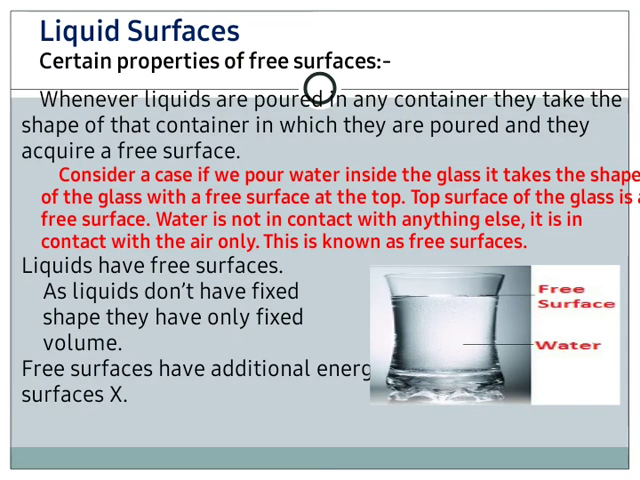You also know that liquid substances have one distinguishable property from gaseous substances. They have a fixed volume, but gaseous substances do not have a definite volume. Free surfaces of liquids have additional energy as compared to their inner surface.